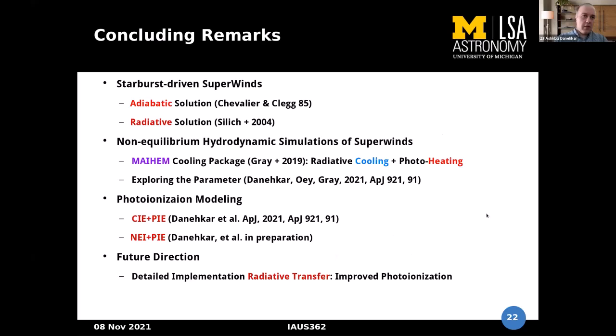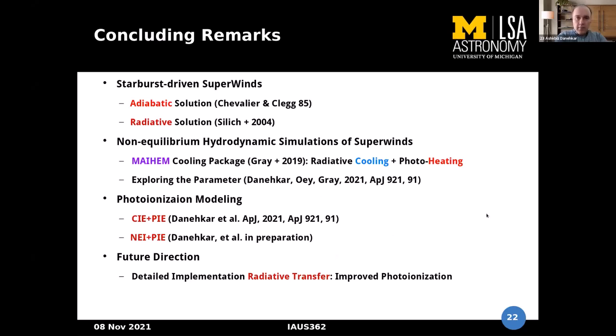And here are the concluding remarks of my presentation. We have conducted hydrodynamic simulations of Starburst-driven superwinds using the Mayhem package built on Flash, to study the formation of radiative cooling winds and also the formation of hot bubbles. And we saw the dependence of catastrophic cooling on different wind parameters: ambient density, mass loading rate, and metallicity.